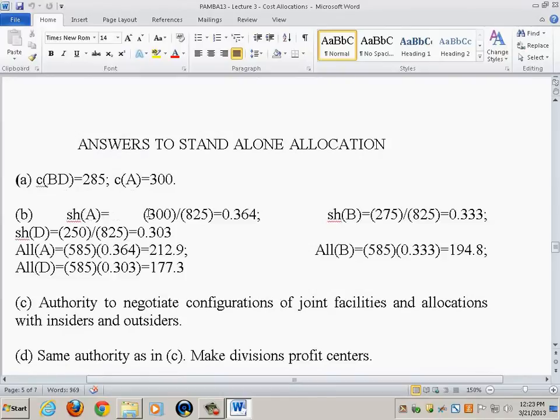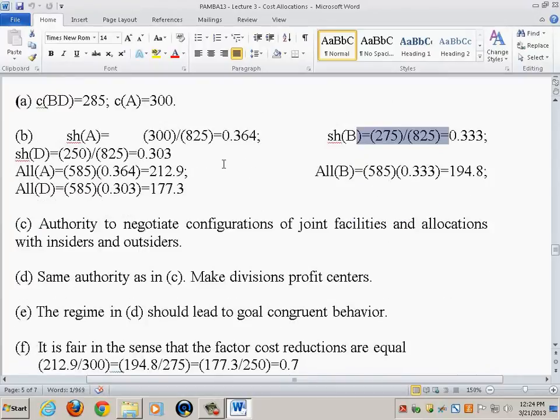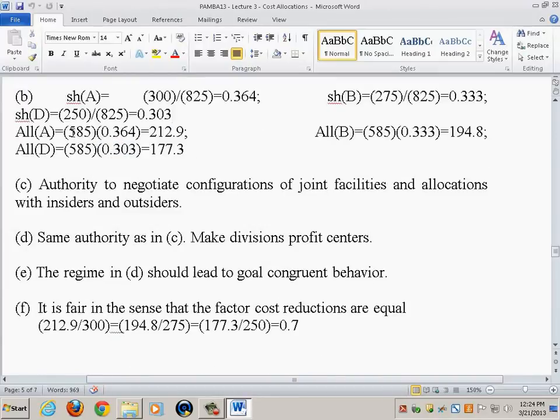And the cost share, share A, is the cost of A going it alone out of the combined cost, the total cost of all three going it alone, 825. So the share of A is 0.364. Share of B is B going it alone over the total cost of all three going it alone, 275 over 825, 0.333. And share of D is 250, D going it alone over the total of all three going it alone, 0.303. So then you allocate the 585 based on these shares.